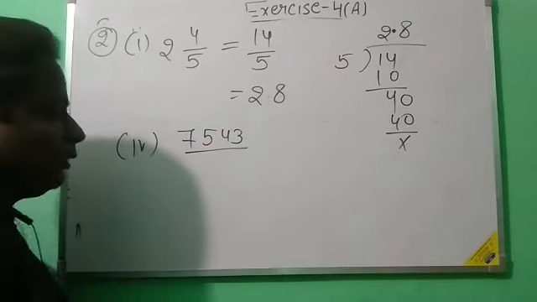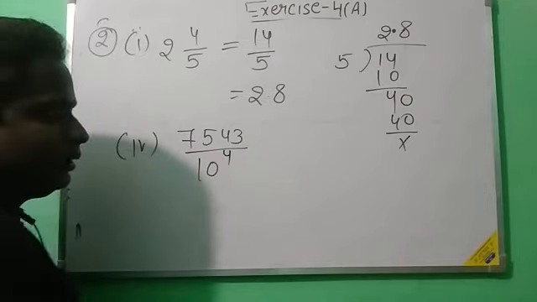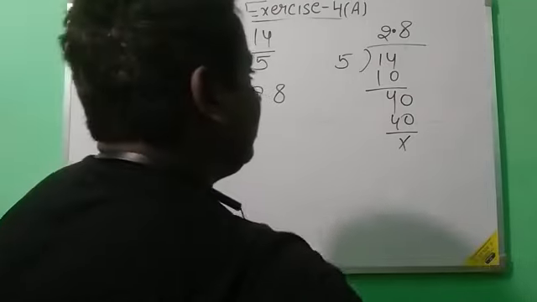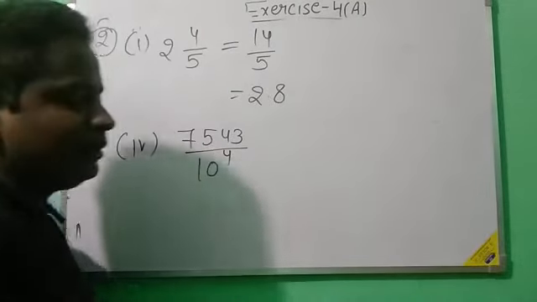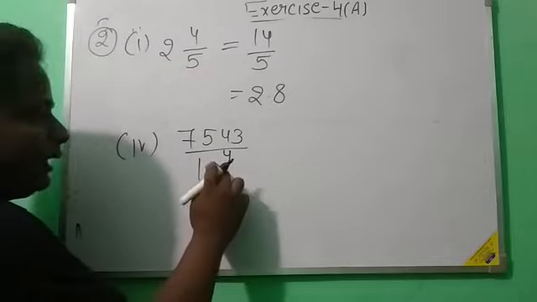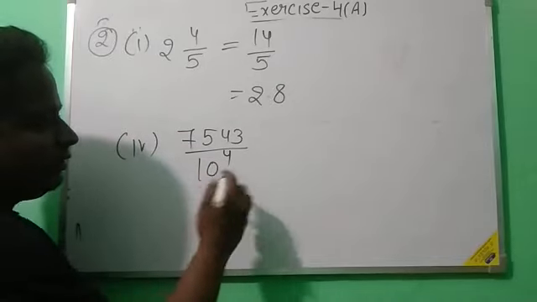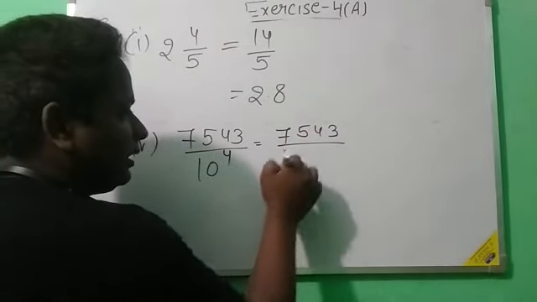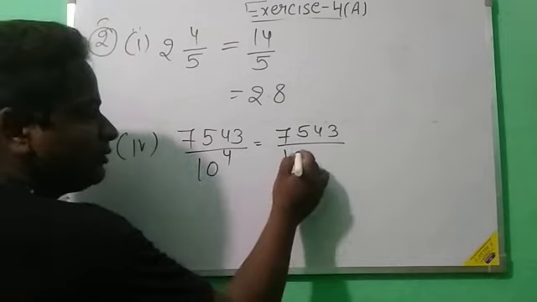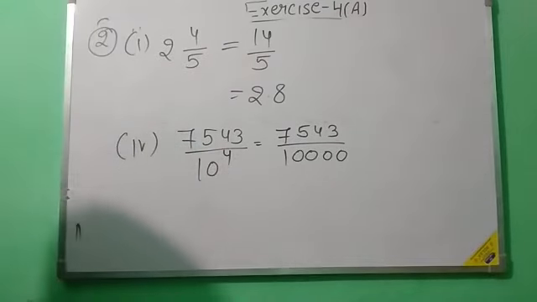7543 upon 10 power 4. Okay, you need to convert this fraction into a decimal fraction. 10 power 4 means you have 4 zeros after 1. So write it as 1 and power 4 means 4 zeros. 1, 2, 3, 4. Okay.